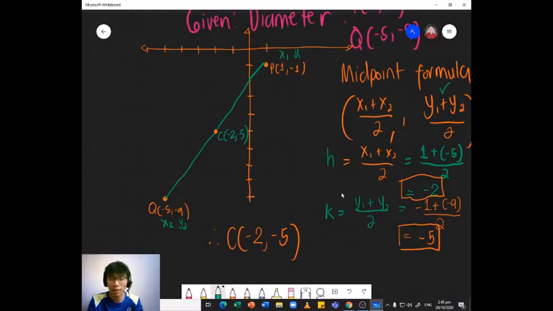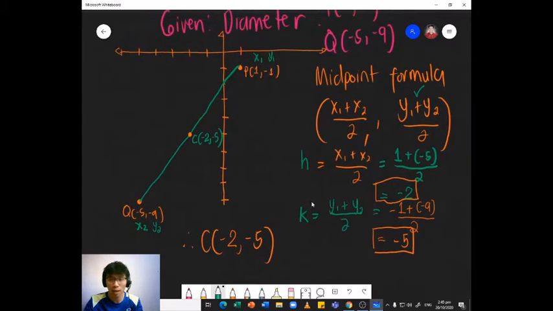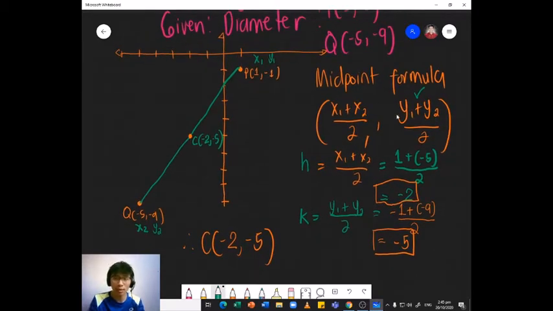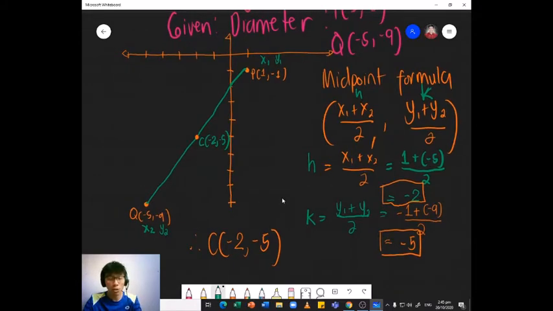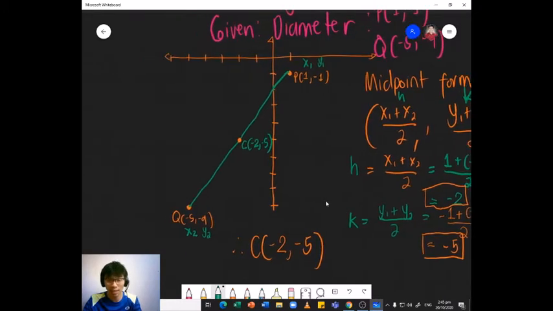Okay, we already have the center. What did we use again, ladies and gentlemen? We used the midpoint formula. In the midpoint formula, the result is automatically in the form h and k, or the center of the circle. So we already have the center. Can we solve now the standard form of the circle? No, because we still need the radius of the circle, ladies and gentlemen.